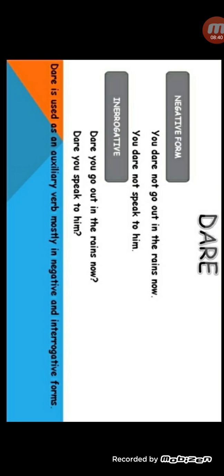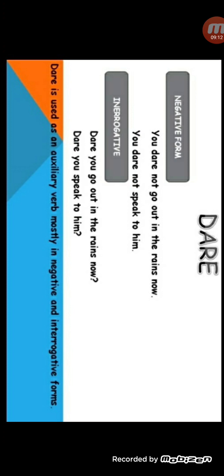Dare. Normally dare is used with an obstinate behavior, right? In a negative form: You dare not go out in rain. You dare not speak to him. That is when your mother shouts or scolds. Dare you do this? I'll complain to your dad. Dare you come late? I'll complain to your dad. So it is like your mother is threatening you.